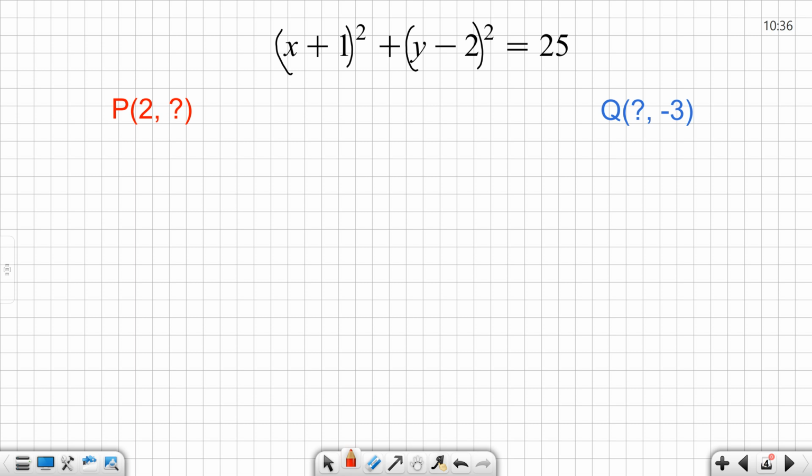Okay, so take 2 seconds and visualize what I'm asking you. I've got a circle. What can you tell me about that circle, by the way? Where's the center? -1, 2, and the radius is 5. Beautiful. Okay. And then I've got an x value of 2. And I want to know what the y values are if P is on the circle.